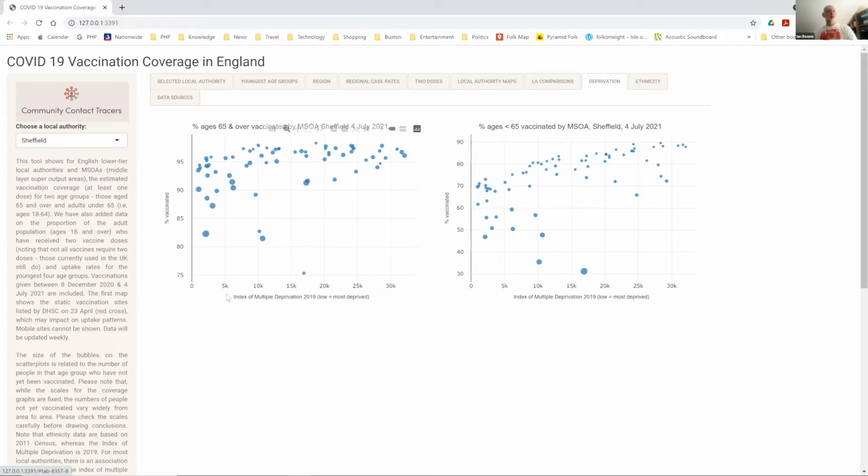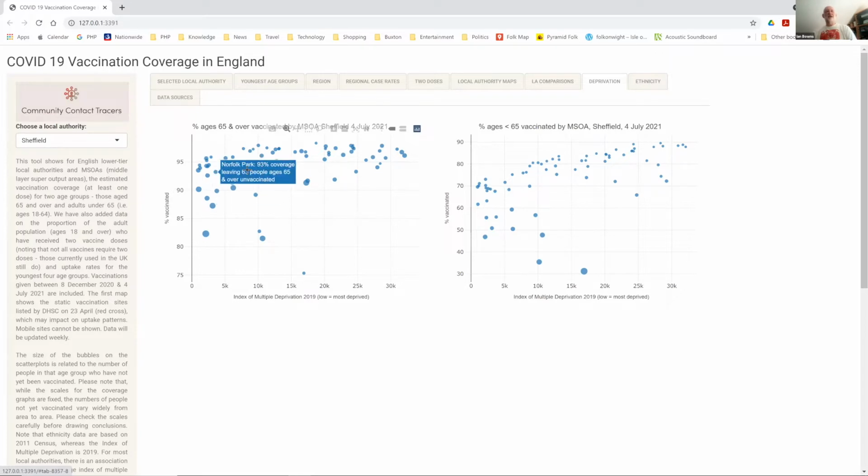And along the bottom, we've got what's called the index of multiple deprivation. So at this end are the least affluent areas in Sheffield, and at the top end here are the most affluent, so Fulwood and Lodgemore, Bents Green, Ecclesall, Greystones, Dore, Whirlow. And on the left-hand axis, we've got the percentage of people vaccinated.